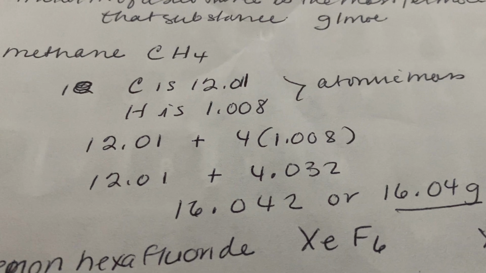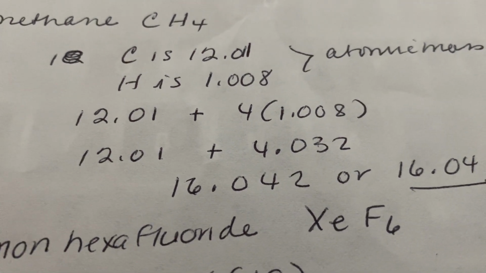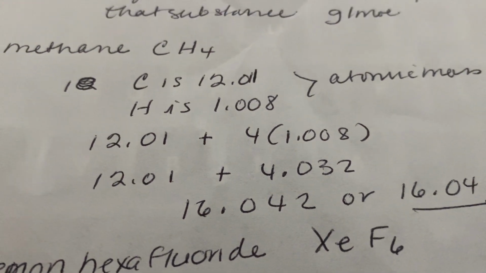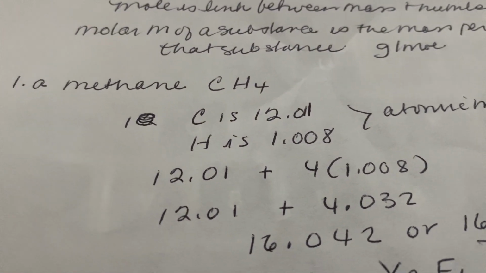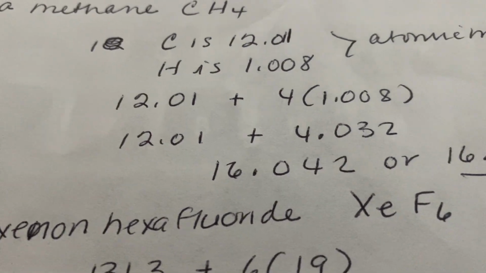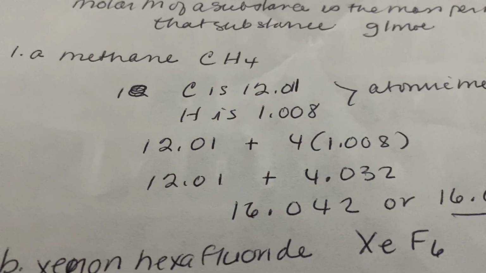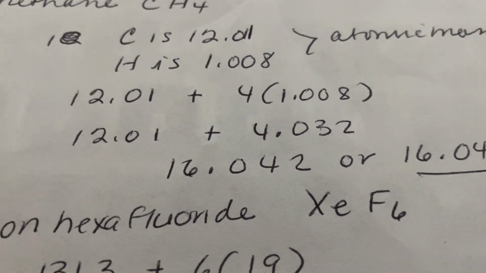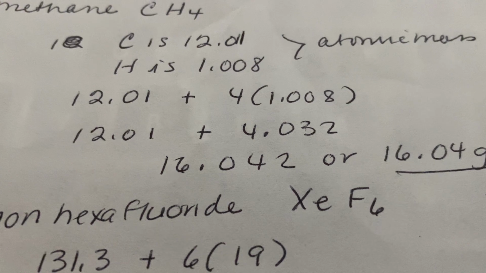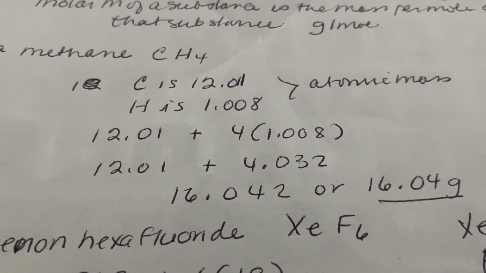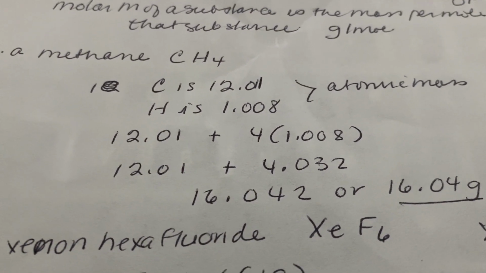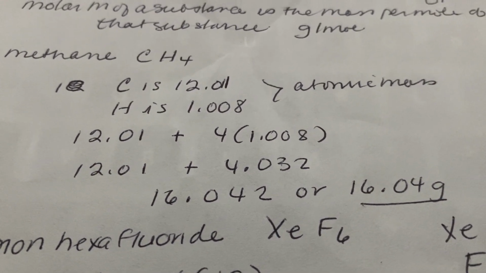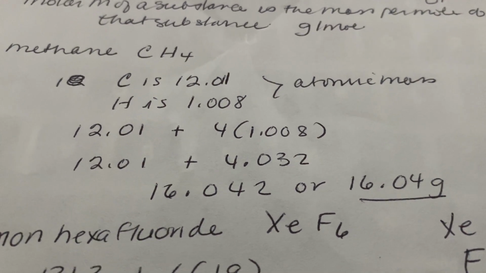And so since we have 4 hydrogen and 1 carbon, we have 12.01, and we're going to times that, what did I say, CH4. So that's just going to be 1. Anyway, we're going to times that by, what did I say here? Oh, right here, 12.01 plus 4 times 1.008. So 12.01 plus 4.032, because we times that by 4.